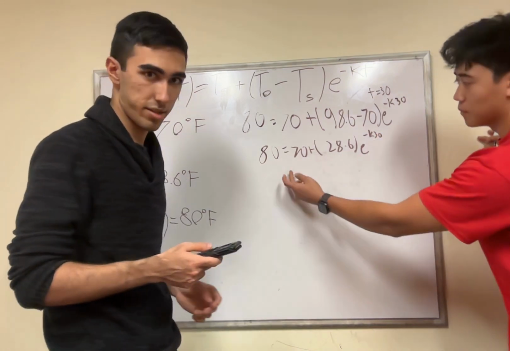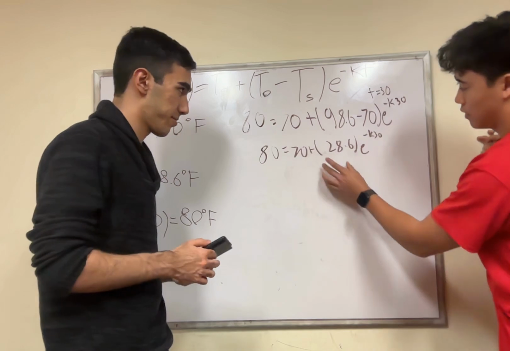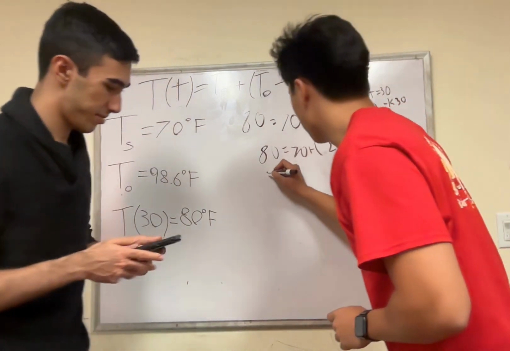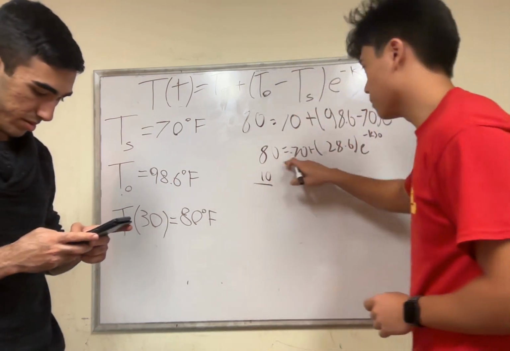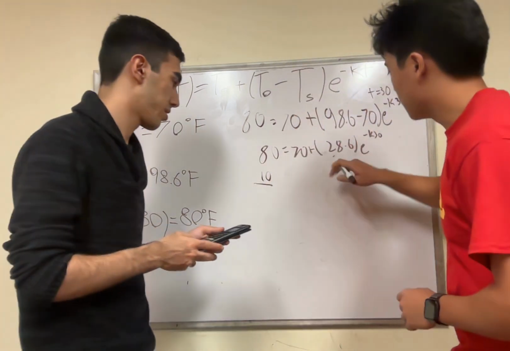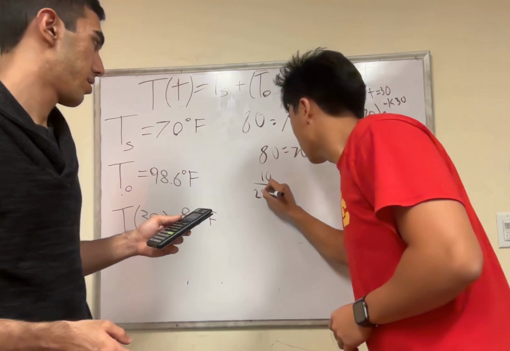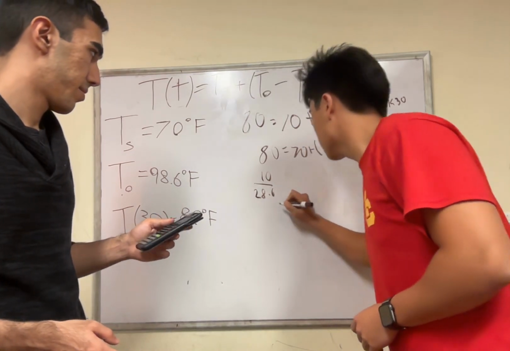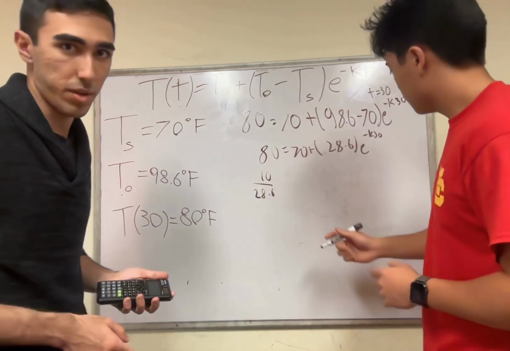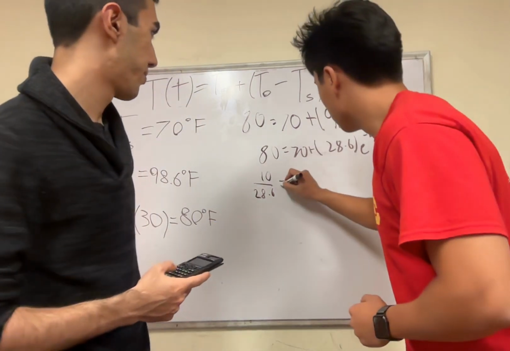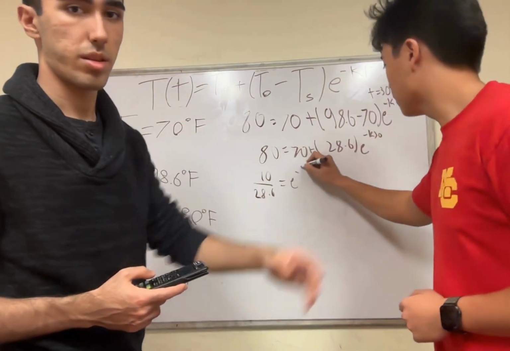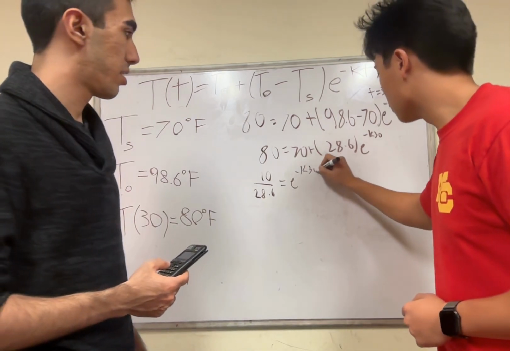So we subtract the 70 on this side, and divide by 28.6. So we can do that right now. This is going to be 10, because we just minus 70, which is 10. Now we can divide it by 28.6, which we can just keep in this form because we're going to be working with that number later on. So 10 over 28.6 is equal to e to the negative k times 30.